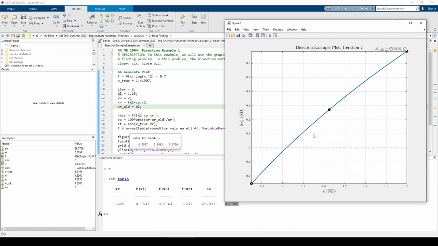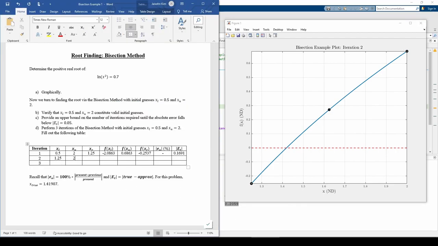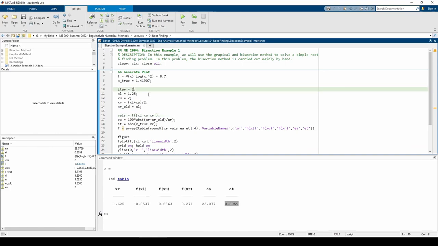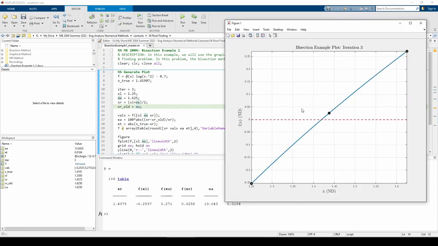Once again, we now have two subintervals. We need to keep the subinterval from xl to xr because it contains the sign change and therefore the root. In the next iteration, xl will stay the same, but xr will become xu. Once again, our new xr lies halfway in between the xl and xu values.